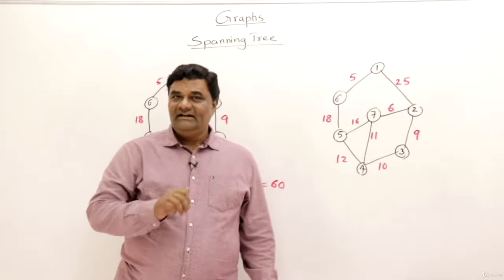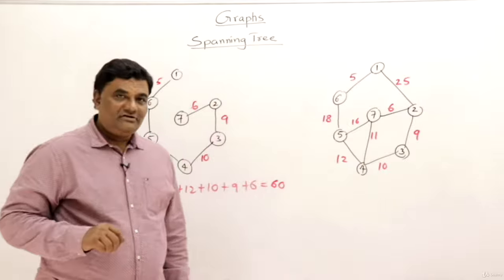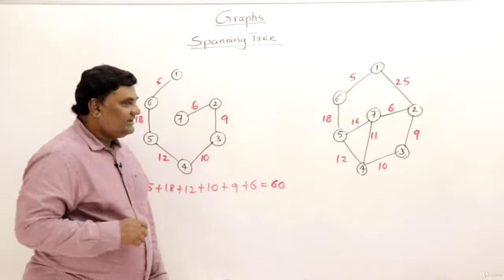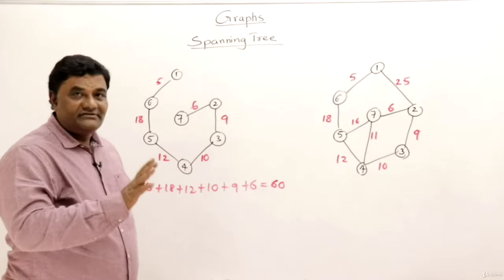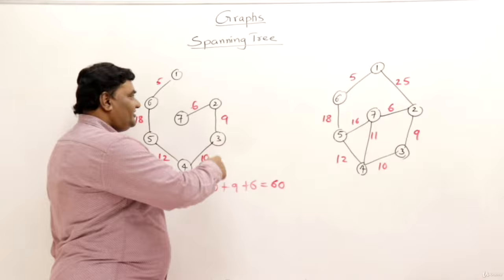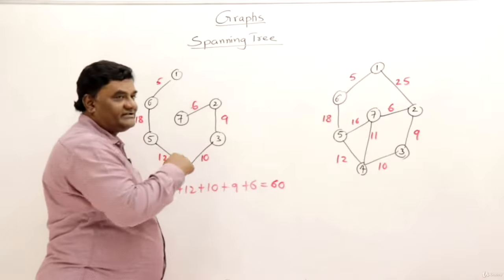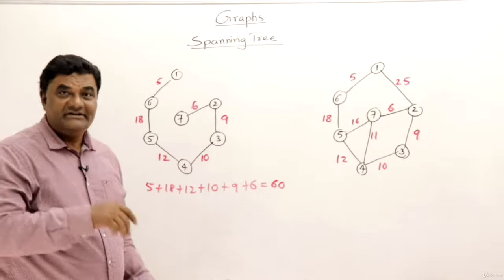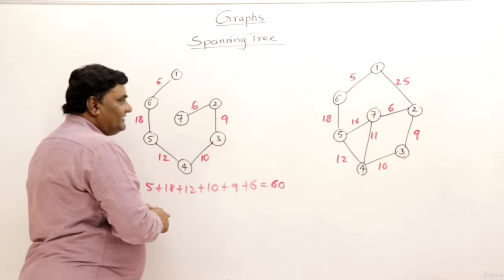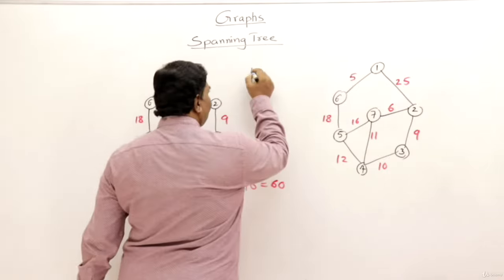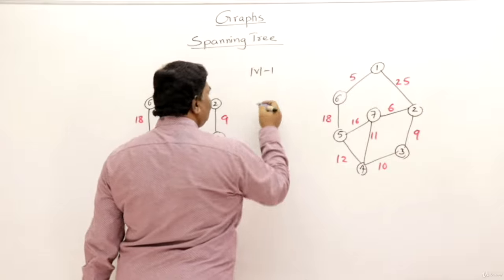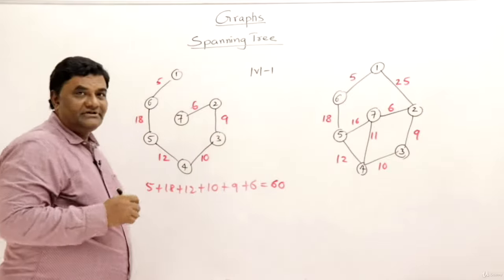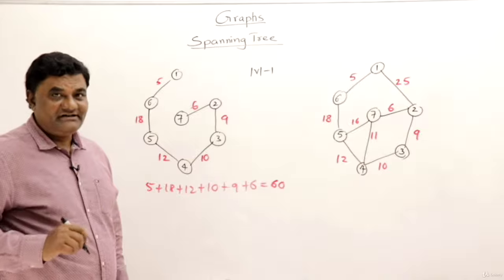Now let us do some analysis on Prim's algorithm. How much time is it taking? See, what is the work we are doing here? We are generating n-1 edges and forming a spanning tree. We are scanning through and selecting n-1 edges. So this is definitely V-1, n-1. So n-1 edges we are selecting.